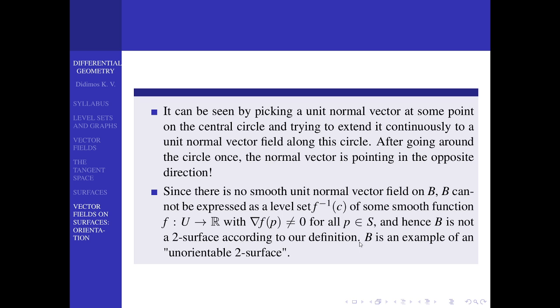So we cannot consider B as an unoriented two-surface, even though people consider that as a surface, not in this sense. In our textbook, we are not considering that as an oriented n-surface.